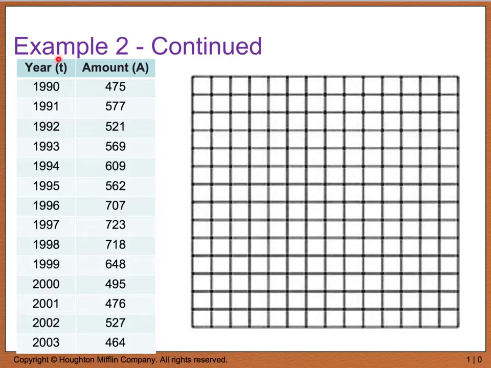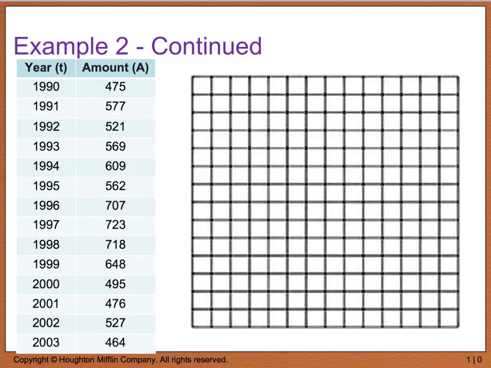From the table, as we mentioned, this column right here is our year T. Our amount, A, which was in millions of dollars, is given right here, and we have to represent that data on this coordinate plane right here. One thing I notice when I look at my years is I start at 1990 and I go in consecutive years all the way up through 2013.